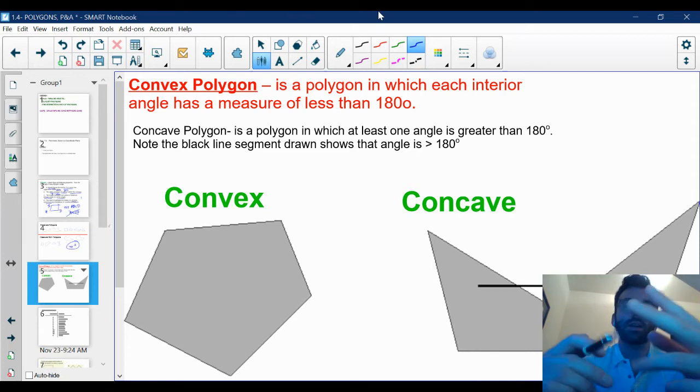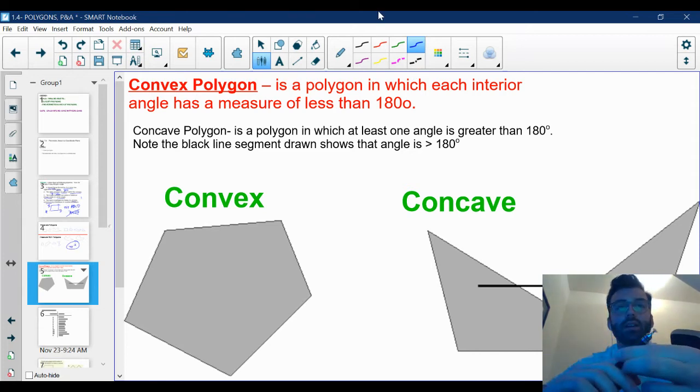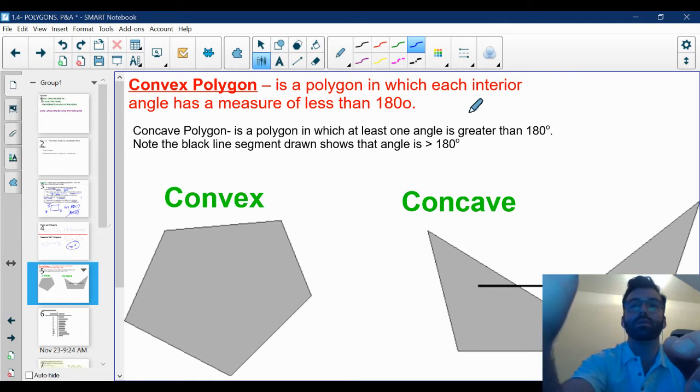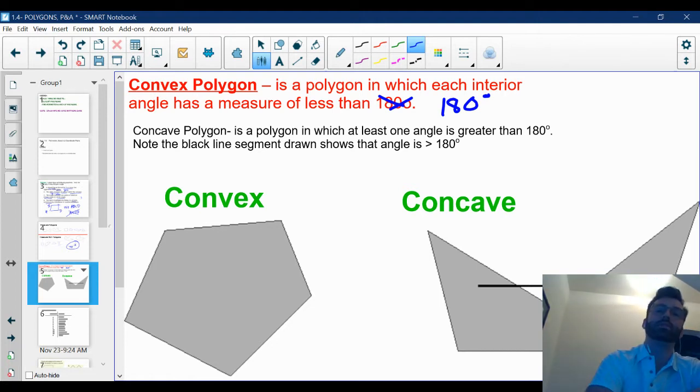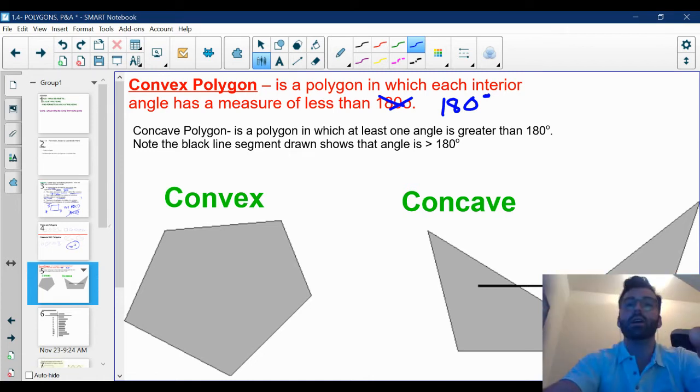There's two different types: there's convex and concave polygons. Convex is one where every interior angle has a measure of less than 180 degrees. A concave polygon is a polygon where at least one of the angles is greater than 180. Notice this black segment is drawn. That's a straight angle, just for you to recognize that this is greater than 180.